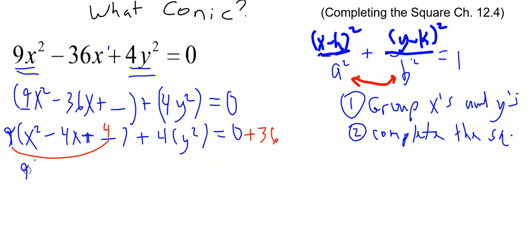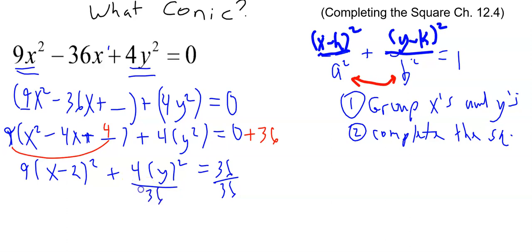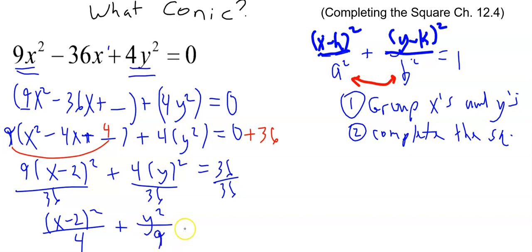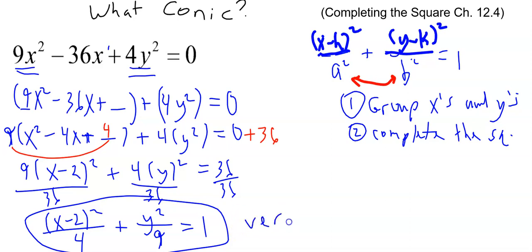So now let's finish this off. So this is going to be 9 times x minus 2 squared plus 4 times y squared, or y minus 0 squared, if that helps, equals 36. Now, to get this equation to equal 1 on the right-hand side, we need to divide every term by 36. This actually works out really nicely. So the first term will be, when you simplify, x minus 2 quantity squared over 4 plus y minus 0 squared, or just y squared over 9, equals 1. So we have our equation of our ellipse. You want to get it into the right form here. And this is definitely an ellipse. In fact, I would go this far. This is definitely a vertical ellipse because the larger value for a is underneath the y term, which is vertical.